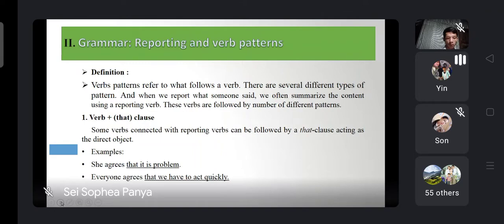Example number two. Everyone agrees that we have to act quickly. Yeah, that we have to act quickly, we call that clause. Please move to another slide.